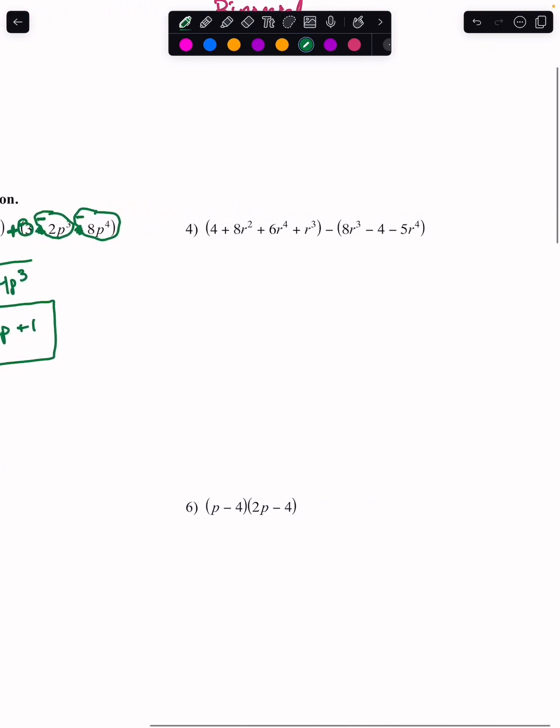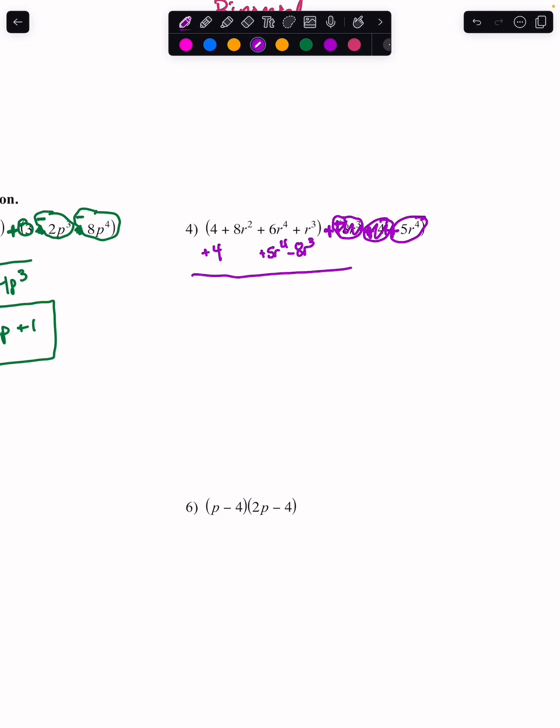Okay, moving right along. Let's slide on over here. Let's go ahead and change the signs of everything here. That changes to a plus. That changes to a minus, but this one changes to plus. That one changes to plus. So negative 8r cubed goes there. Plus 4 goes there. And plus 5r to the 4th goes there.